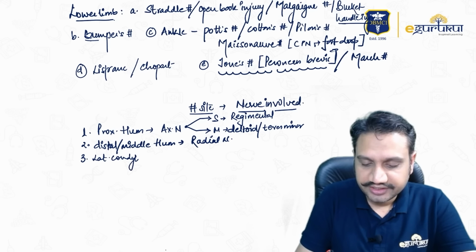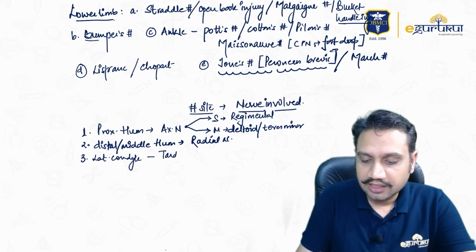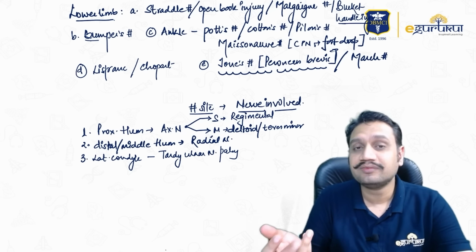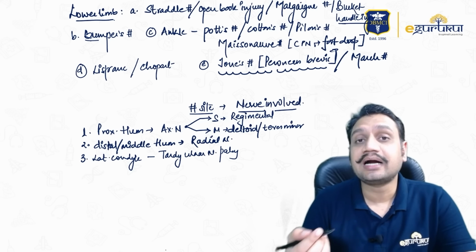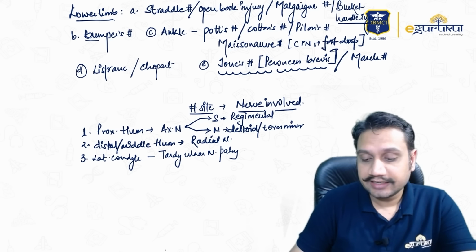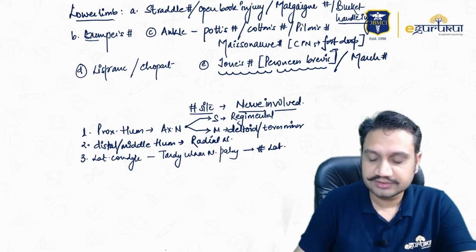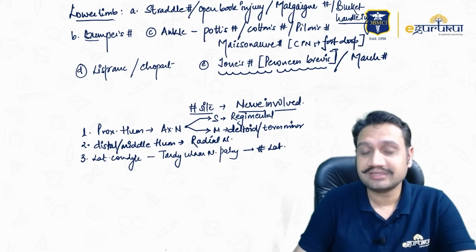Number 3, lateral condyle injury. Lateral condyle injury will lead to what? Tardy ulnar nerve palsy. Remember that? That's usually what it can lead to. It can also cause radial nerve involvement, but it is usually related to the tardy ulnar nerve palsy, which is seen in the fracture of the lateral condyle of humerus, the non-union basically, right? Number 4, the medial condyle: if a direct hit is there, it will obviously lead to ulnar nerve injury because it is just below that.